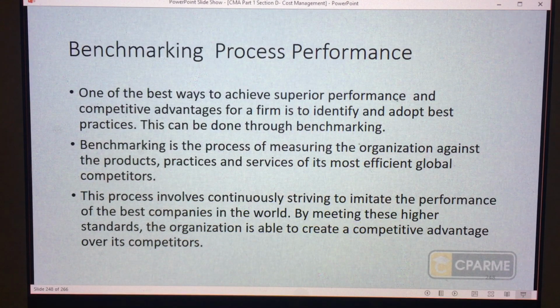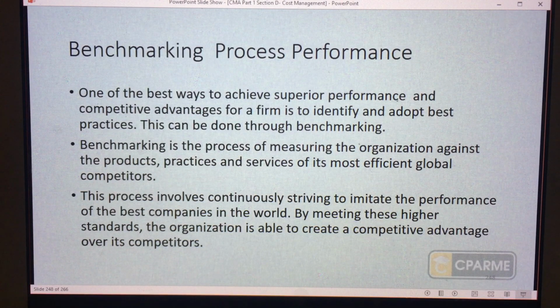So if you see benchmarking, you simply measure your organization against product, services, and practices that of the most efficient global competitors. But also take note that your competitors are not only the ones in the same industry as I mentioned earlier. They could also come from other industries. And so with benchmarking, you would have to continuously strive to improve or imitate the performance of the best companies in the world.